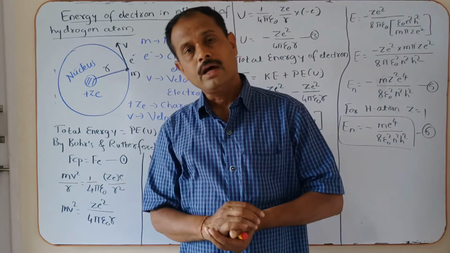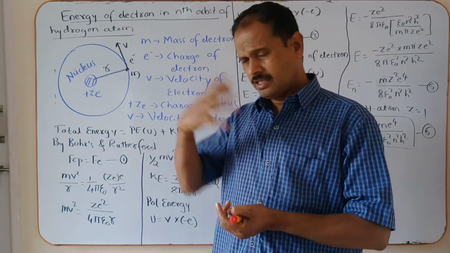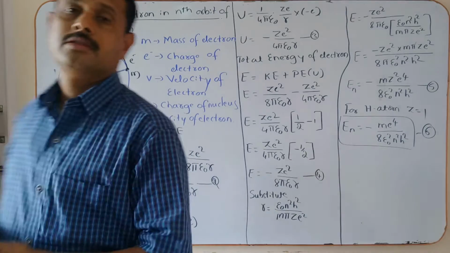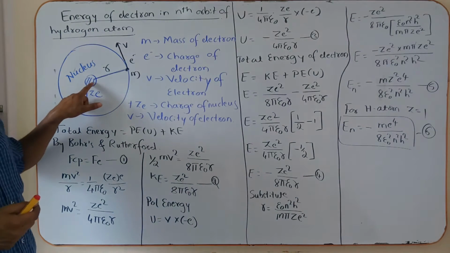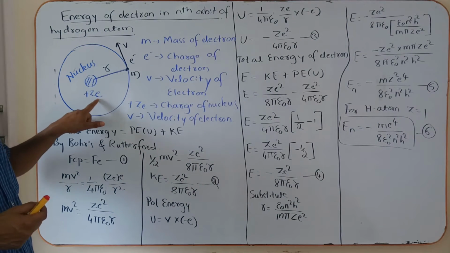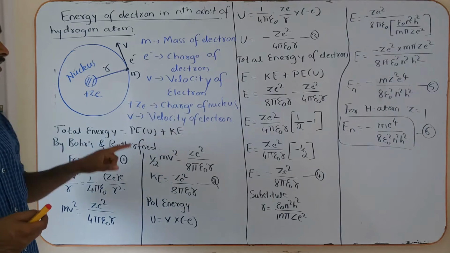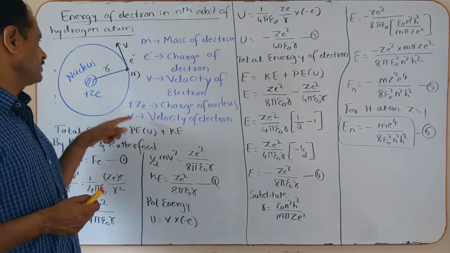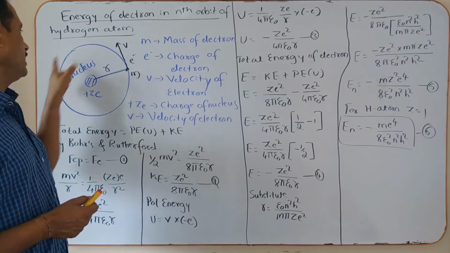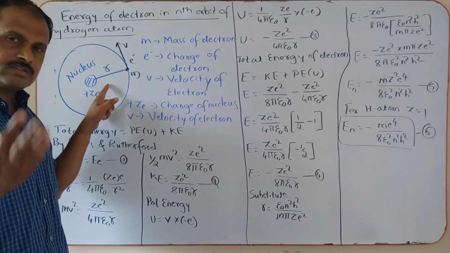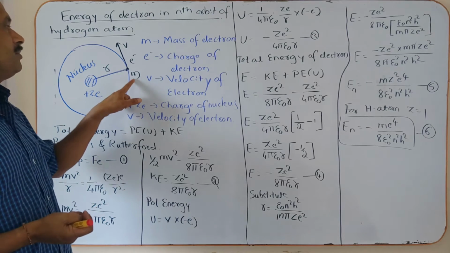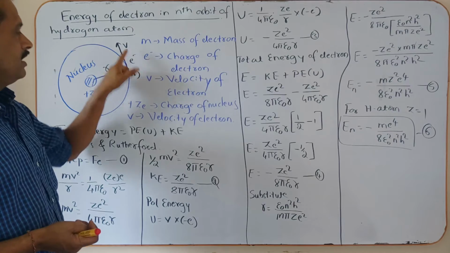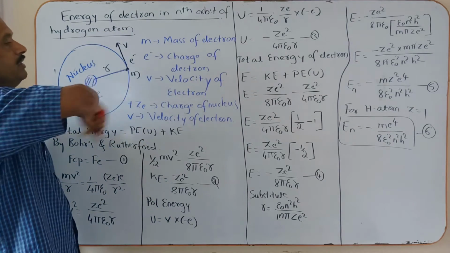Now again, you have to explain the same thing here. This is the atom. The central part is the nucleus. The charge of the nucleus is plus Ze, where Z is the proton number and e is the charge of the electron. R is the radius of the nth orbit of an electron, that is a stationary orbit. m is the mass of the electron, minus e is the charge of the electron, and v is the velocity of the electron.